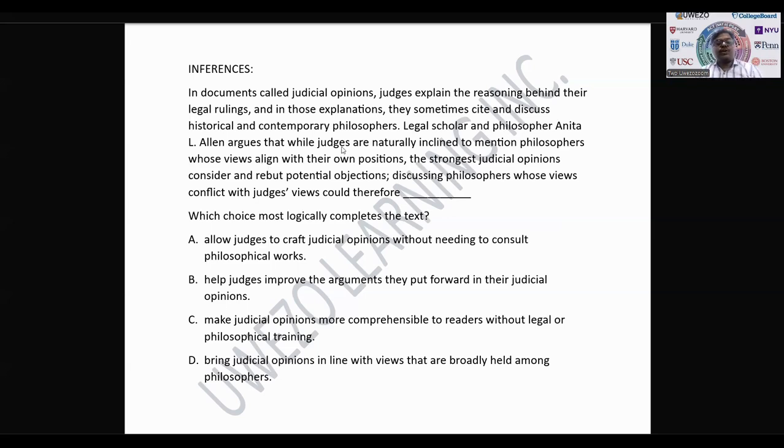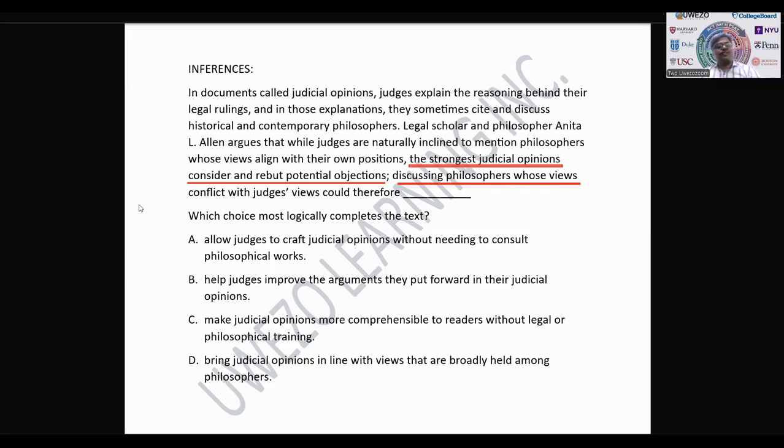Okay, so let's look at the last part one more time. It says the strongest judicial opinions consider and rebut. So if your opinion is strong, it would definitely consider and rebut potential objections. So here we need to identify an example or explanation that is supporting that judges consider other opinions and then rebut them. It means they prove the other, contradictory opinions wrong. So let's try to work on the answer choices now.